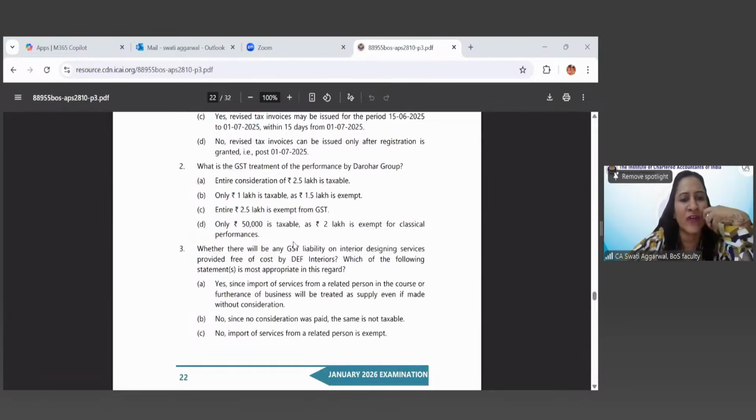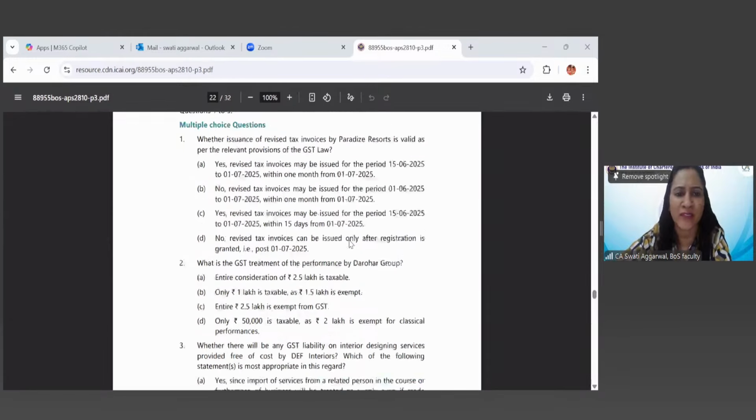Question number 2 is, what is the GST treatment of the performance by the Rohar Group? I want participation from all of you. You may write your answer in the chat box. What is the GST treatment of performance by the Rohar Group? Option A, entire consideration of rupees 2.5 lakh is taxable. Option B, only rupees 1 lakh is taxable, 1.5 is exempt. Option C, entire 2.5 lakh is exempt from GST. Option D, only 50,000 is taxable and 2 lakh is exempt for classical performance.